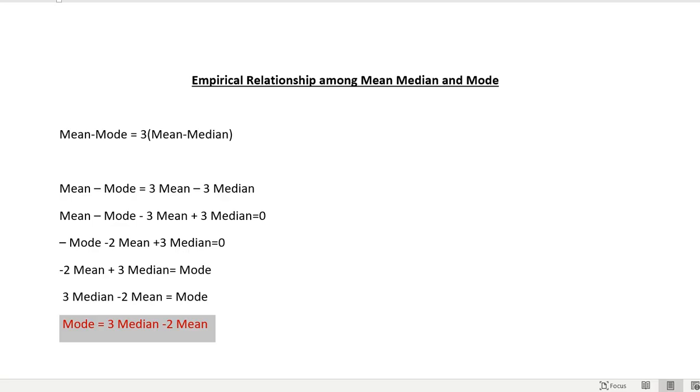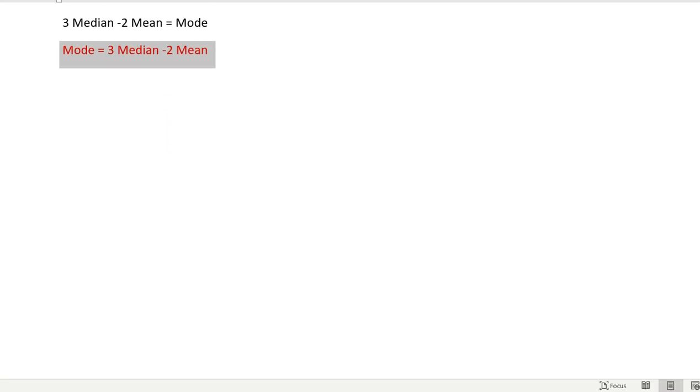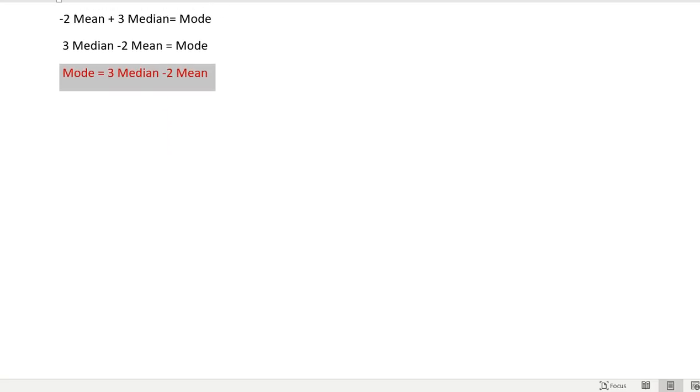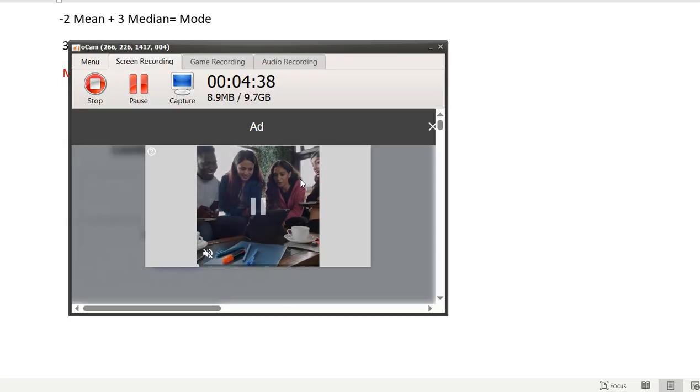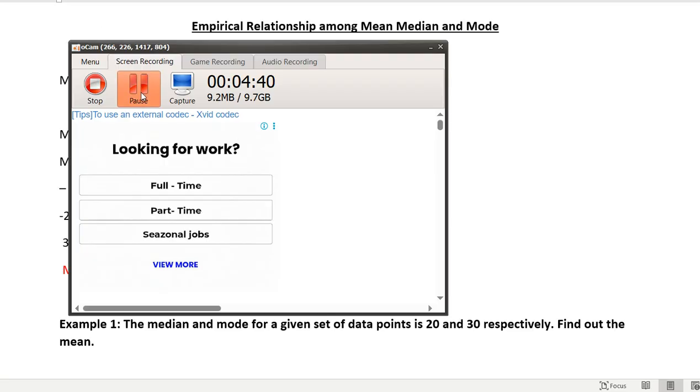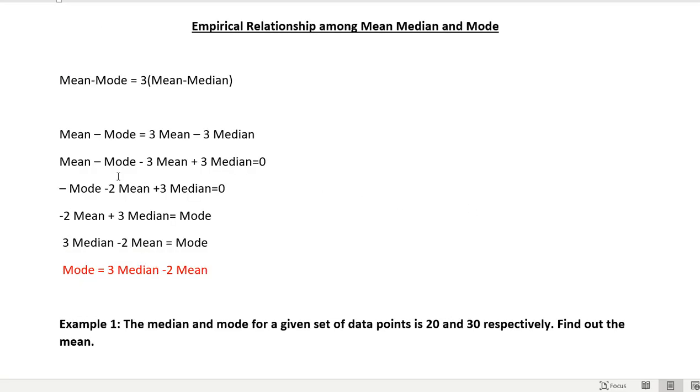I'll solve two questions, one for ungrouped data and the other for grouped data, or you may have both grouped and ungrouped data. Just find any two, and the third one you can find by using this relationship. Okay, so now this is one particular example. The median and mode for the given data set are given. Find out the mean.